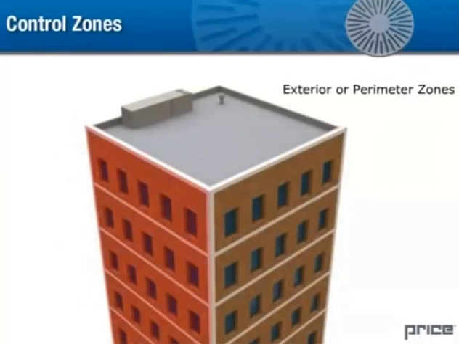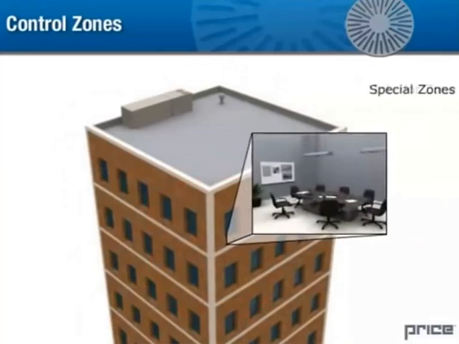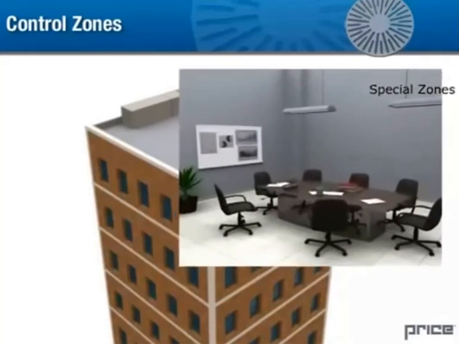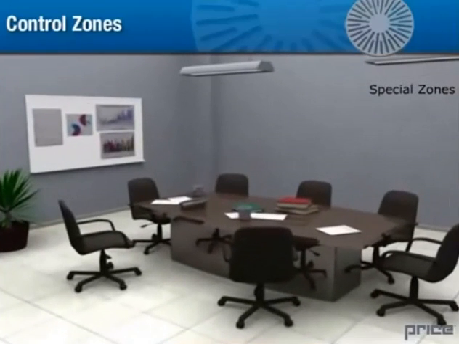There can be 4 exterior or perimeter zones, 1 facing each direction, at least 1 interior zone, and the special zones. Special zones are zones with intermittent occupancy, such as meeting rooms and conference rooms. Each of these zones can experience vastly different loads at any one time, and therefore must be treated separately.